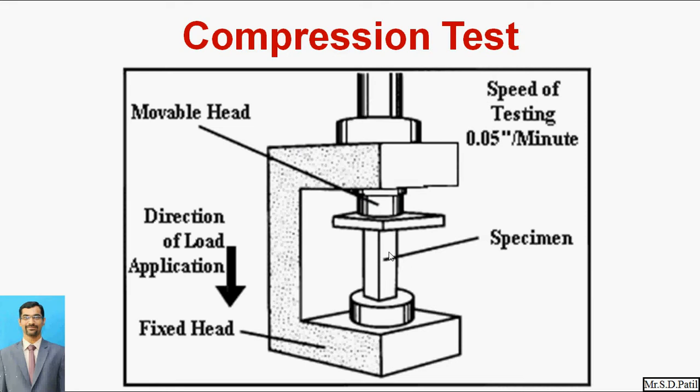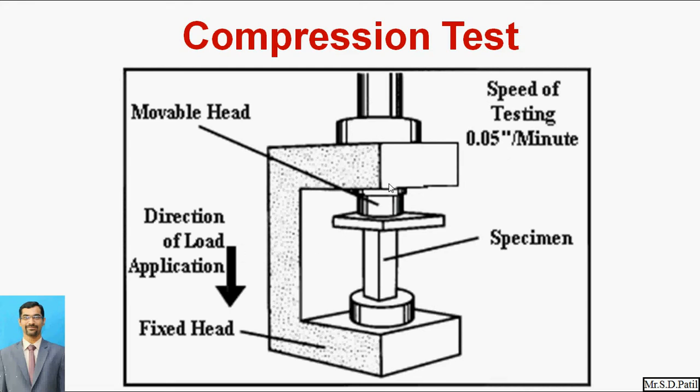Here, that is the specimen. It will be rectangular or circular. So the concrete column is basically made up of two shapes: either a rectangular shape or a circular shape. So basically the speed of the machine testing is 0.05 minutes.